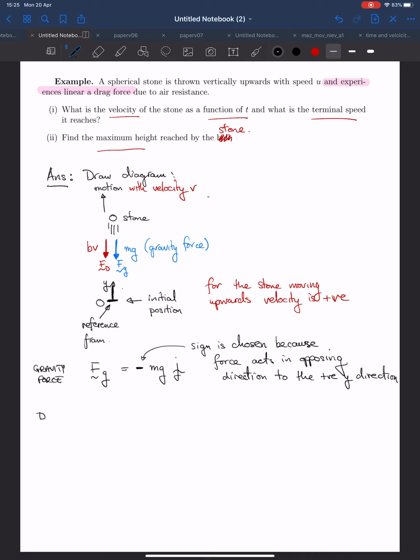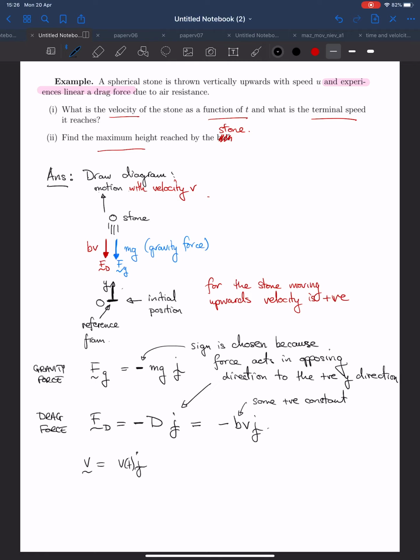In a similar way, we have the drag force, Fd. We must also supply this with a minus sign because it acts in the opposing direction to the positive y direction. Remember, drag is a linear force in this case, using the linear law. So what we have is minus b, some constant, times v. Okay. And let our vector v be v times j. This is a function of time.